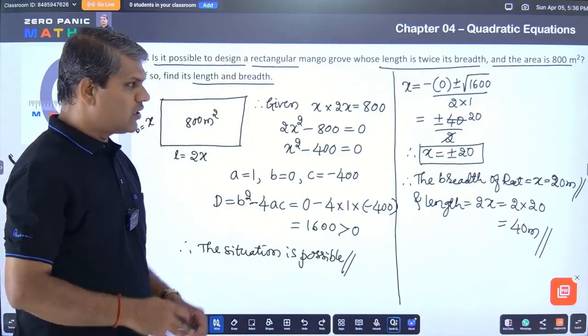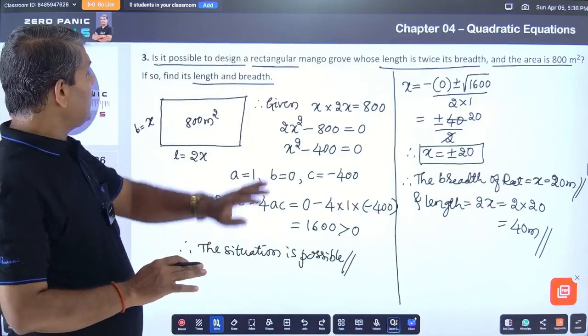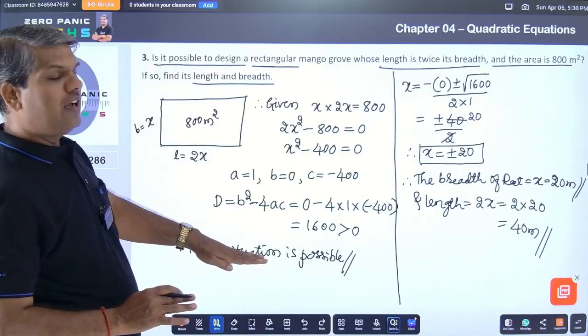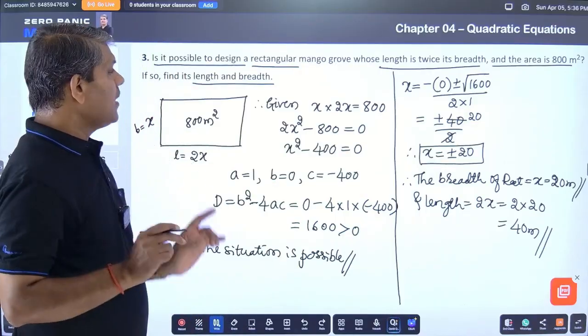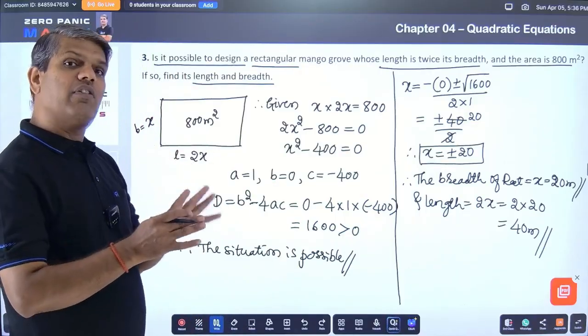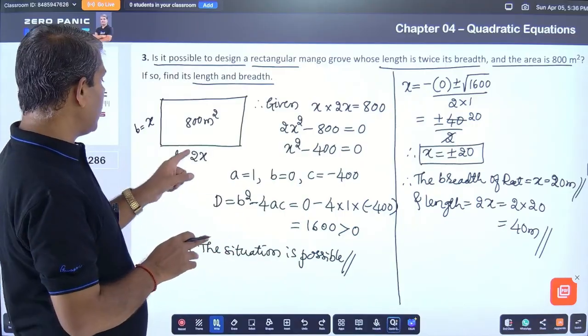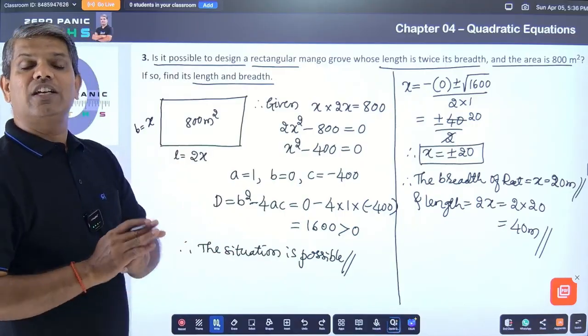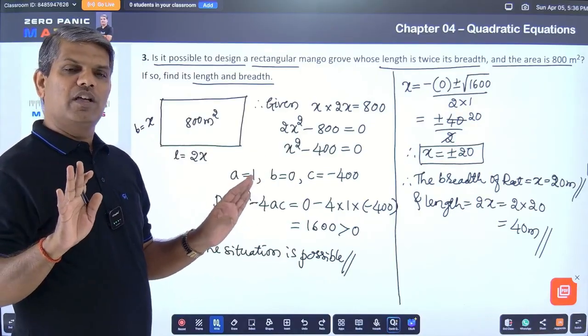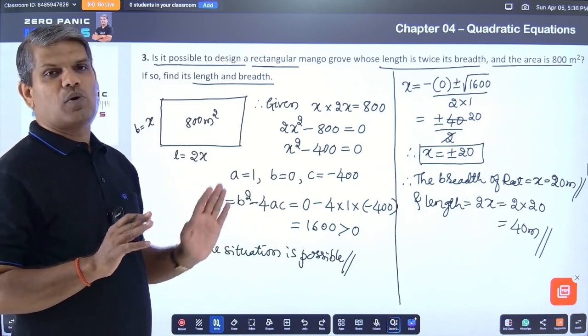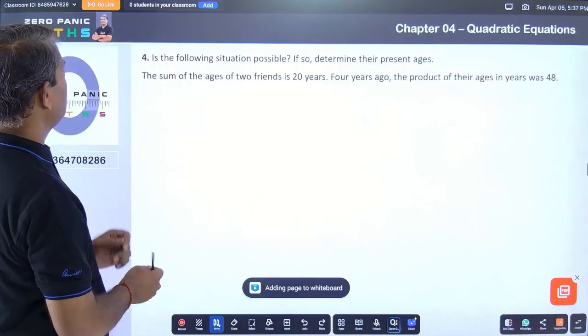So this is how you decide whether the situation is possible, and then if possible you have to find out the solution. Remember this, because whenever they ask whether the situation is possible, you have to find out the discriminant, and if the discriminant value is less than 0, the situation is not possible. For the other two possibilities, it is possible. Let us move to the next problem.